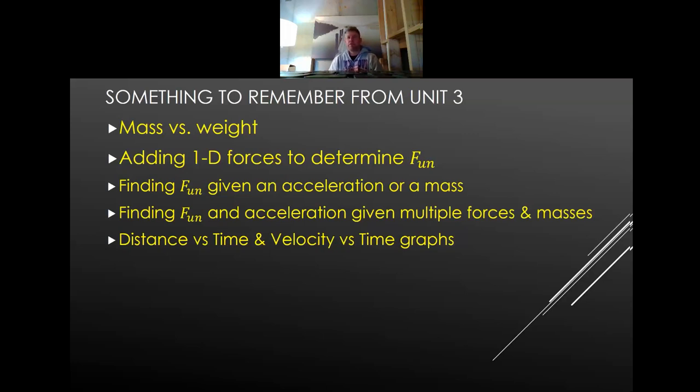Finding net force given an acceleration or a mass. Finding net force and acceleration given multiple forces and multiple masses. So there it's just using F equals ma and being able to run through the different variations of that. Distance versus time and velocity versus time graphs are still going to be kicking around a little bit for us.